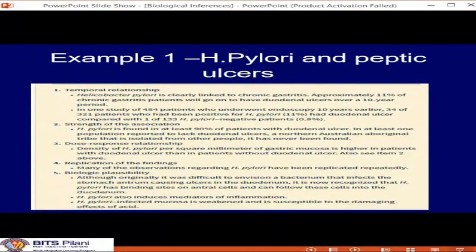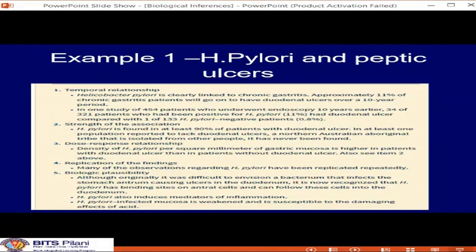So we know that people who have H. pylori without gastric ulcers then go on to develop gastric ulcers. Strength of the association. Well, that's also easily provable. We know that people who have H. pylori have a much higher chance of getting gastric ulcers or peptic ulcers than those who don't. Dose response relationship. It is possible to quantify the level of H. pylori in the stomach, and it is shown that people with much more H. pylori level seem to have much more.